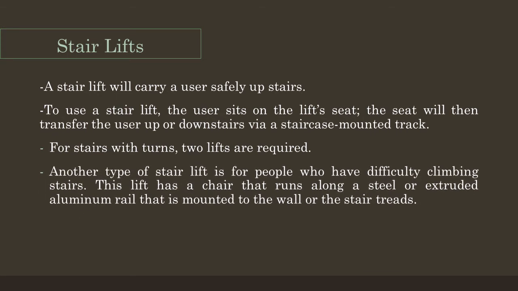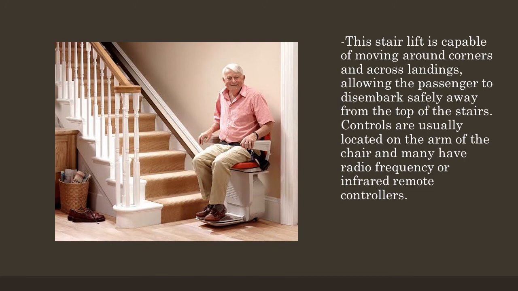Another type of stair lift is for people who have difficulty climbing stairs. This lift has a chair that runs along a steel or extruded aluminum rail that is mounted to the wall or the stair tread. This stair lift is capable of moving around corners and across landings, allowing the passenger to disembark safely away from the top of the stairs. Controls are usually located on the arm of the chair and many have radio frequency or infrared remote controls.